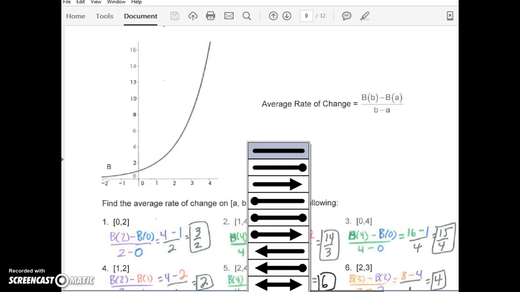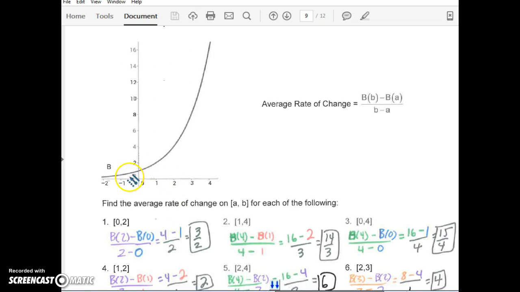So if I take my first one here, from 0 to the value at 2, let's see where that matches up. It's at 4. That's our first one. Our slope here is 3/2. But I can take the next one we've got here from 1 to 4. The value at 1 is 2, and the value at 4 is 16. So I can find a slope through those points. And you'll notice that that slope is much steeper than what we had from 0 to 2.